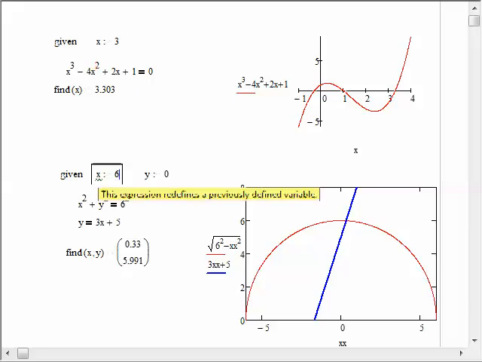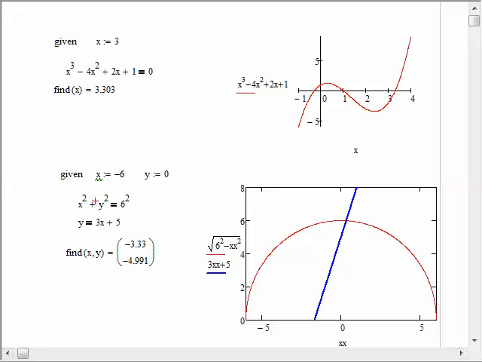If I were to change my guess here to a minus 6, I would expect the answer to change to a minus 0.333 and a minus 4.99. We can't see that one on the screen, but I think we can imagine this straight line intersecting the circle in the lower half. And so this is a 2 equation, 2 unknown problem.